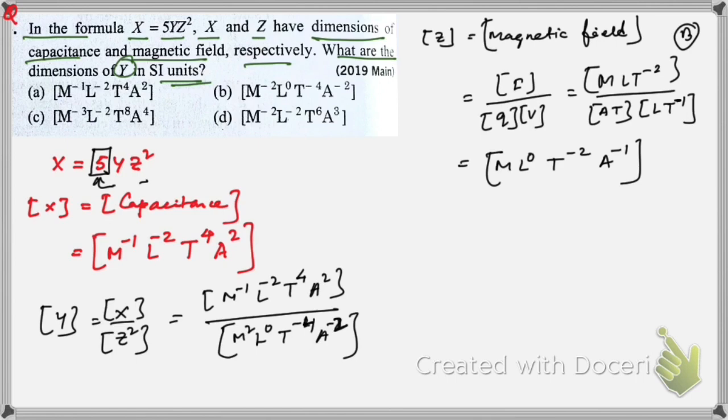Now if you simplify this, you will have M to the power minus 1 minus 2, that is minus 3, then L to the power minus 2 plus 0, that is minus 2, and T to the power 4 plus 4, that's going to be 8, T to the power 8, and A to the power 2 plus 2, that's going to be 4, A to the power 4. This is the answer. So which option is correct? I think option C is correct.